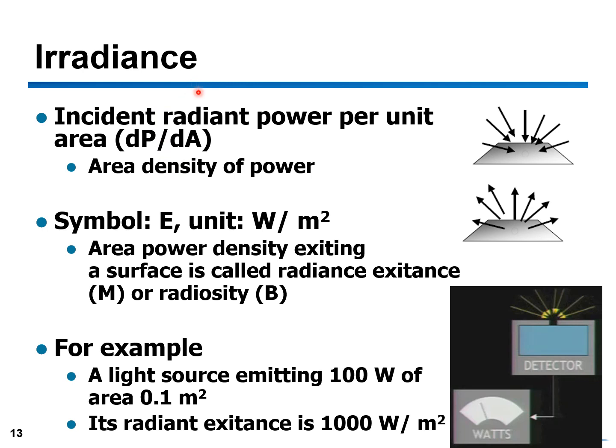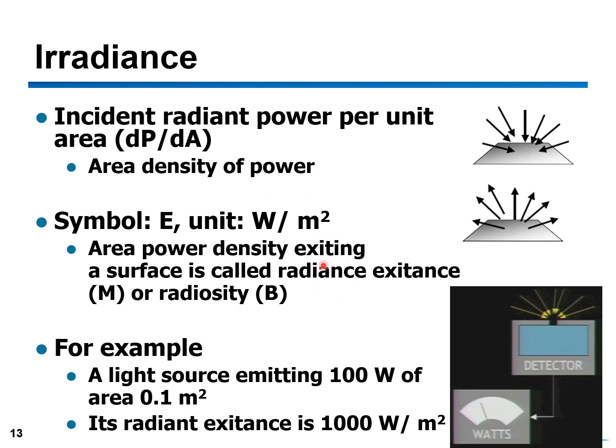So the power here I defined as power P. This is the incident power per unit area. So visually, at that point, how much energy we are receiving. This is known as the area density of power. Its symbol is typically E, and the unit we typically use is watt per meter squared.